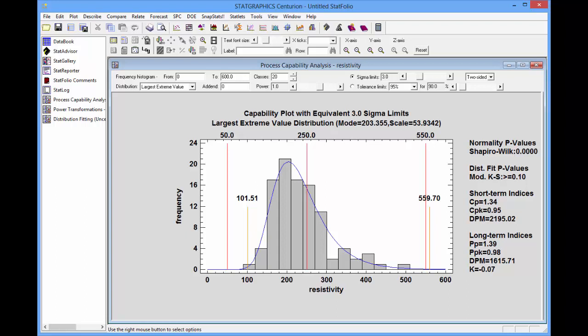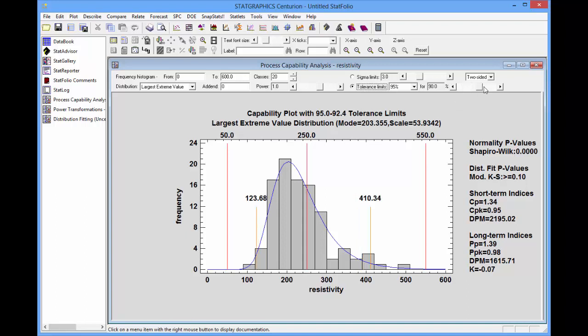I'll now return to the Process Capability Analysis Statlet one more time. On the Statlet toolbar, I'll select tolerance limits instead of sigma limits. The short vertical lines will now switch from being the equivalent of plus and minus 3 sigma to being statistical tolerance limits. By default, there'll be 95, 90 tolerance limits, meaning that I'm 95% confident that at least 90% of my population is within those limits.